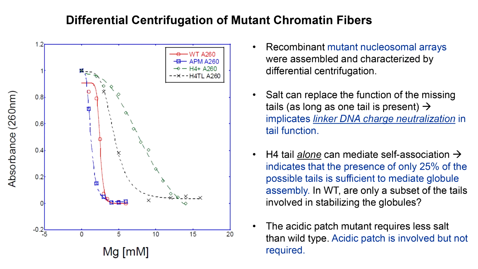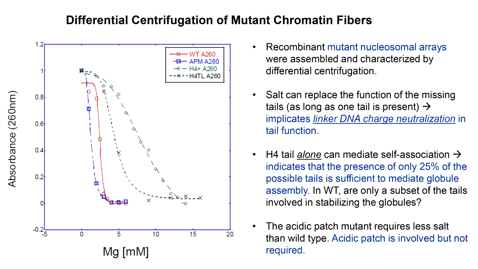So if you think about it, if salt can replace the function of the missing tails, as long as one tail is present, it implicates linker DNA charge neutralization in the function of what the tails are doing. So charge neutralization is clearly extremely important in this system.